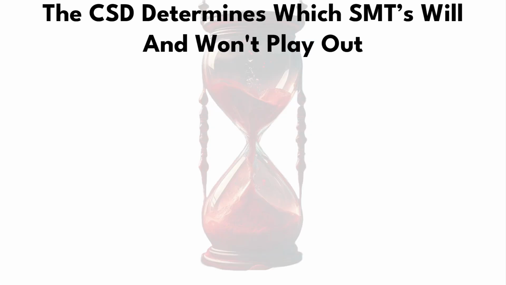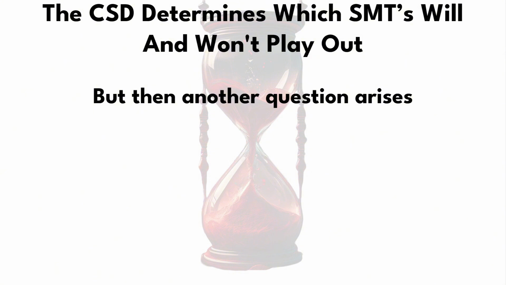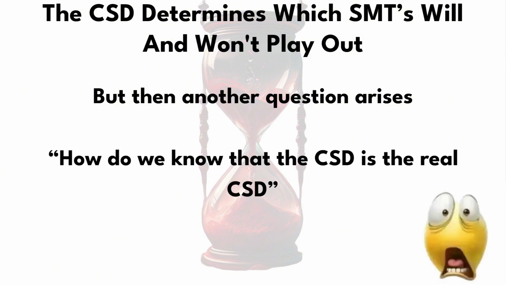Now this is what I was talking about earlier. The CSD determines which SMTs will and won't play out. But then another question arises, right? How do we know what CSD is the real CSD? Now this is how most of you are looking right now, because this is the problem that 90% of people get caught out in. You see the CSD happen, you see that displacement happen below an intermediate term low, you enter, but price just carries on up.